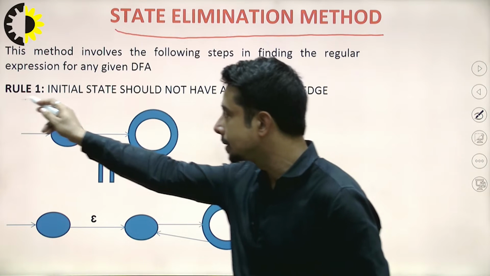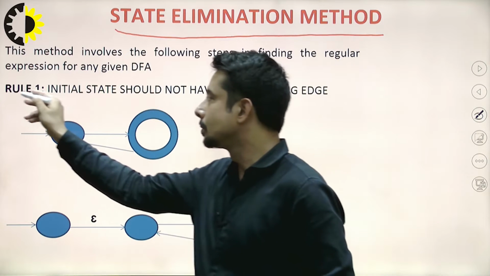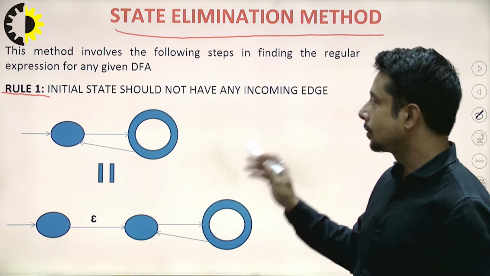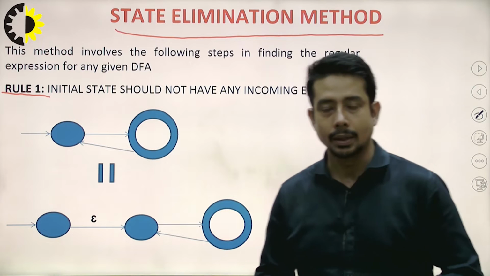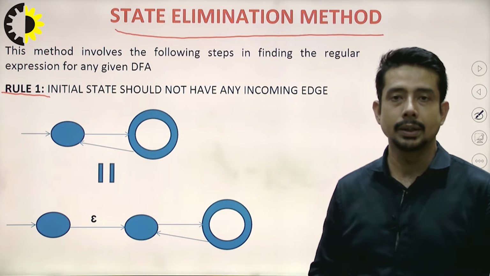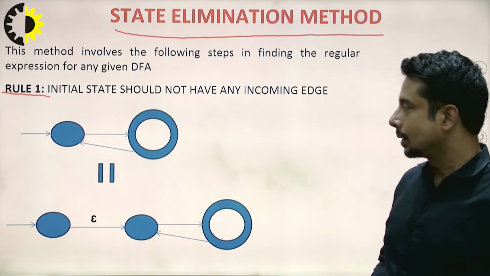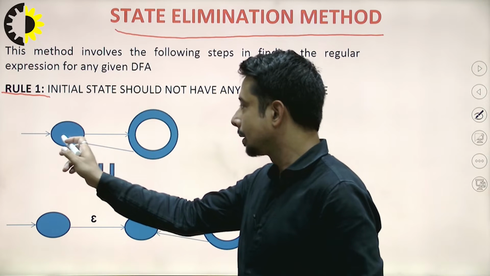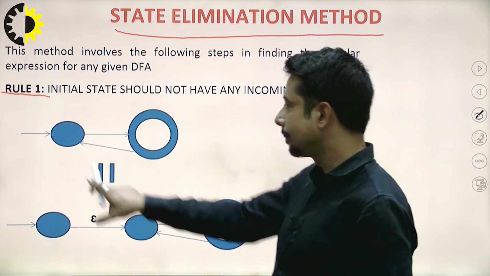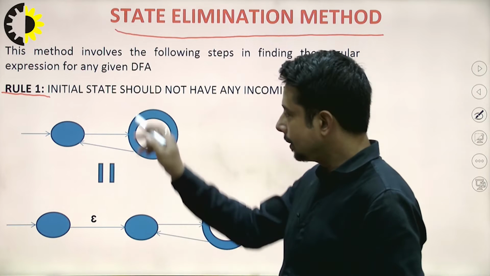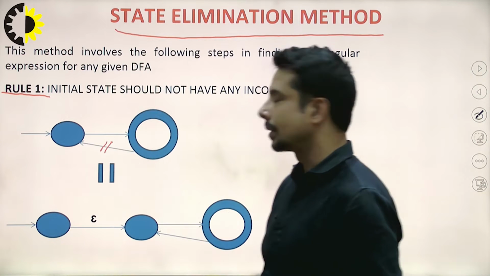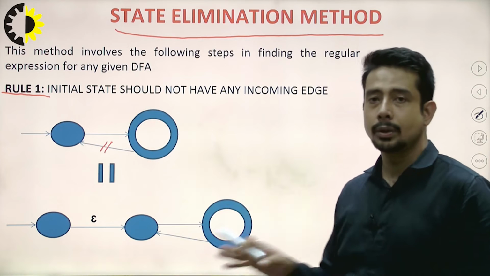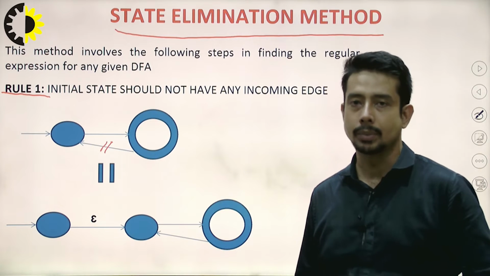The first rule says that the initial state should not have any incoming edge. Let's check it out. This is one particular state where you can see this is your initial state, right? And in the initial state, this is your incoming edge. So this kind of scenario will not be accepted in rule number 1.